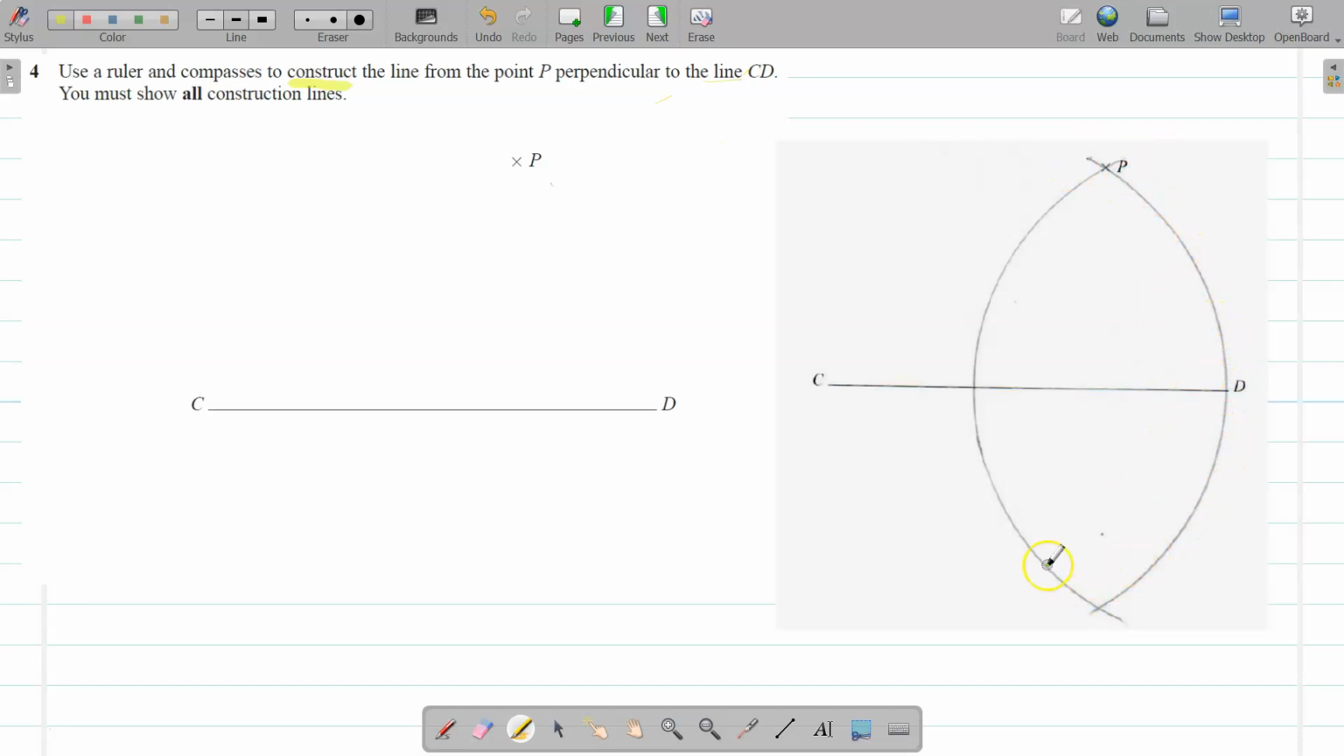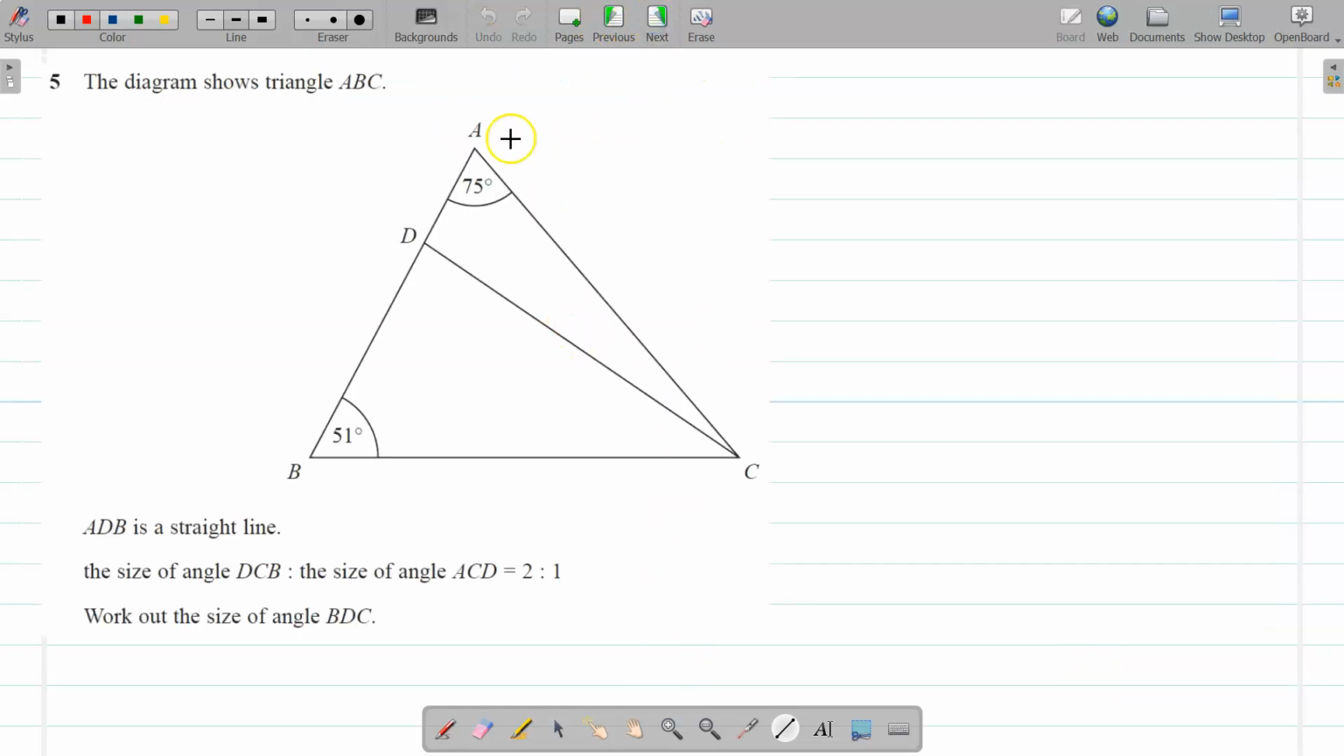And when we've created this shape, we simply join the top of that to the bottom with a straight line and a ruler, and that's our line that we think would be, well, it will be at 90 degrees to the original line, within the limits of the construction accuracy. Draw that line, joining those 2 points together, and there's our right angle there. Okay, next. This diagram, triangle ABC, the size of DCB to the size of ACD is 2 to 1.